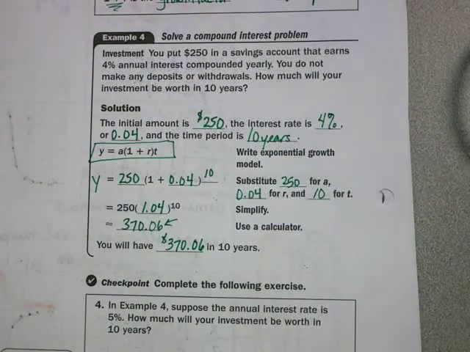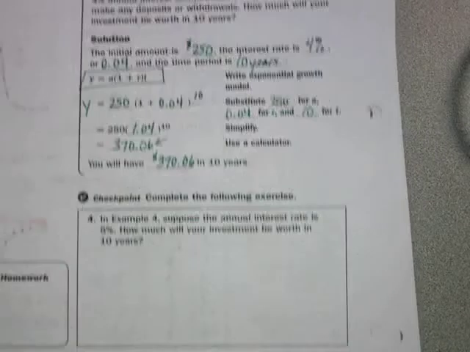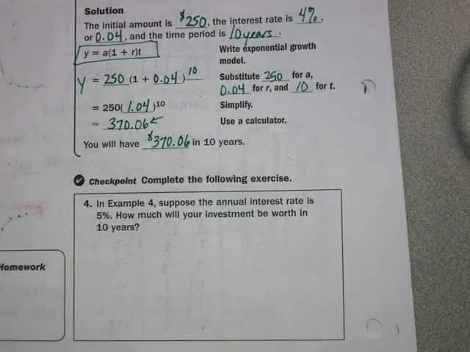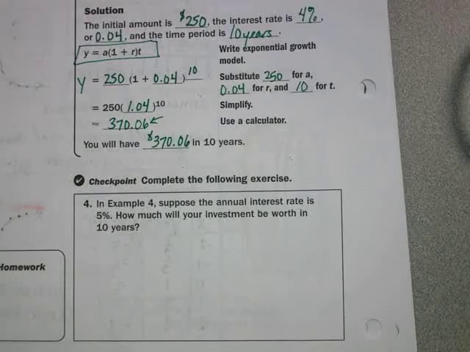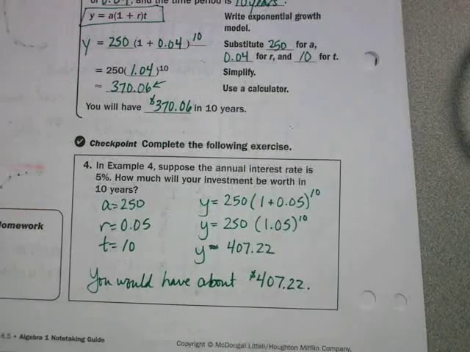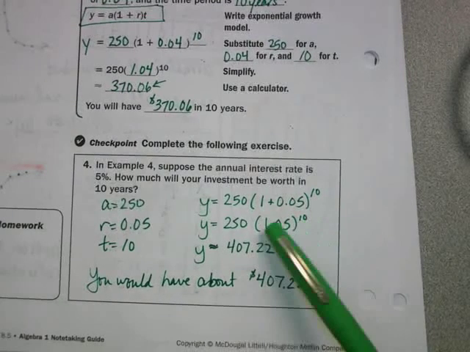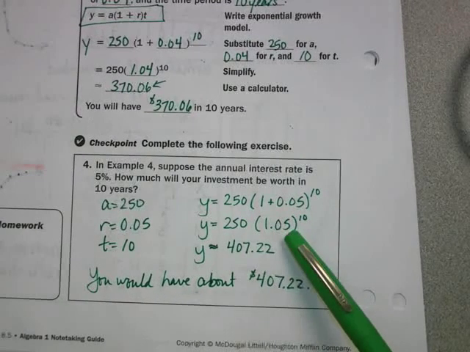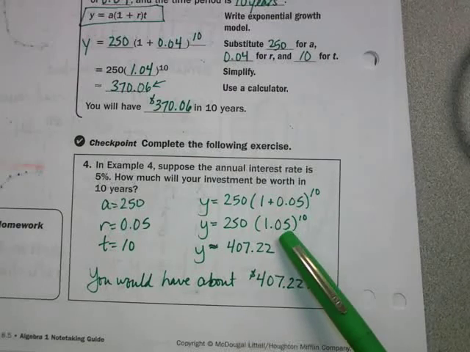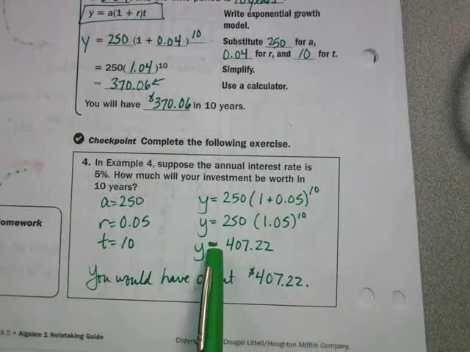Okay, so last one finally. Hooray! Number 4 here. In example 4, let's say they change it to 5%. What would the overall money end up being in the end? So pause the video, go ahead and work it out, and then come back and see how you did. Okay, how'd you do? Notice that when I was calculating here, I did the power of 10 first, then I multiplied by 250, and because I had a long decimal, I rounded to the nearest hundredth because we're dealing with money. So I have an approximately sign, and then my answer says you would have about $407.22.